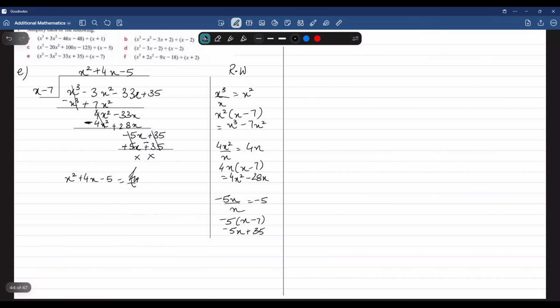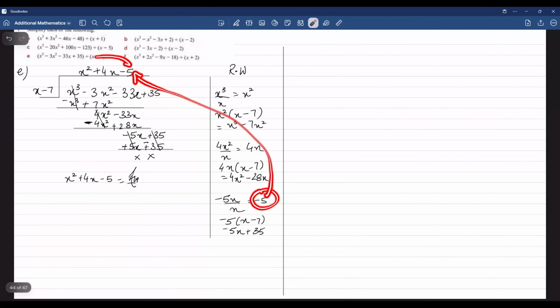By the way, for those of you who are confused, if I forgot this adding up here, we got this 4x from this part because 4x squared divided by x is going to give us 4x, and then we add this 4x here, and then this 4x multiplies by x minus 7 to give us 4x squared minus 33x. And then again, for the last term, we had negative 5x, and then I divided negative 5x by x to give us negative 5, which I copied here. And then I multiplied negative 5 by x minus 7 to give us negative 5x plus 35. And then we would get this answer. So basically, question number 1, part E.